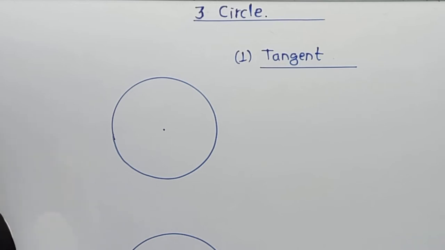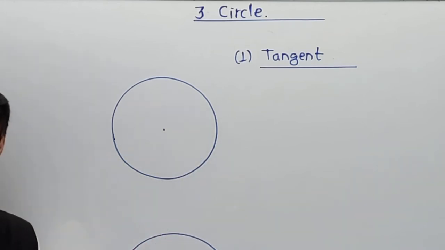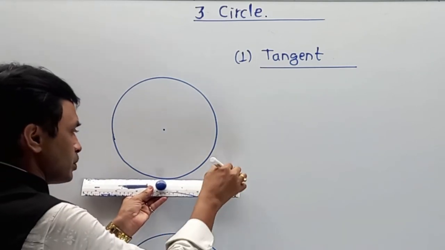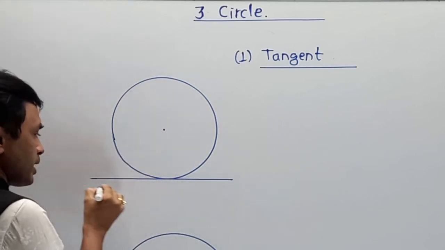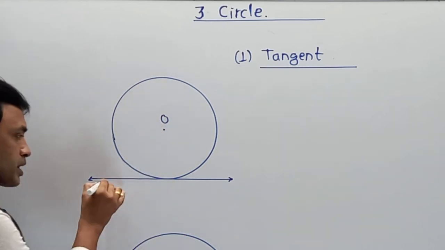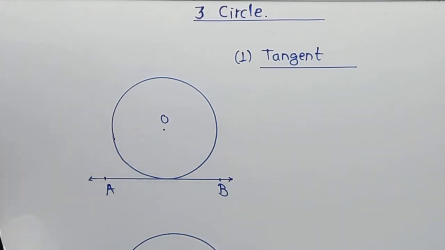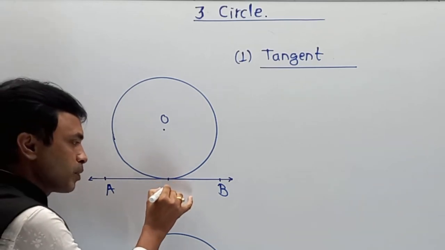Among them, the first concept is called a tangent for a circle. What exactly is meant by a tangent of a circle? It is nothing but a line which is outside the circle, I repeat, which is outside the circle and touches the circle in one and only one point. For example, if I want to draw a line over here, O is the center of a circle, and AB is one line. Now what is this line AB? It touches the circle in one and only one point. Let us say I am going to call it point P.